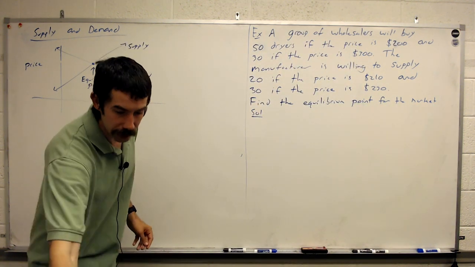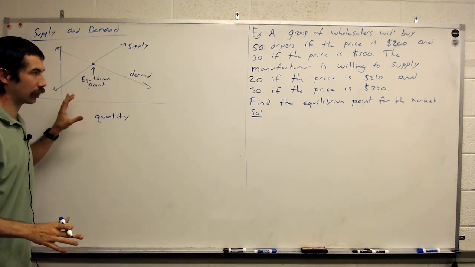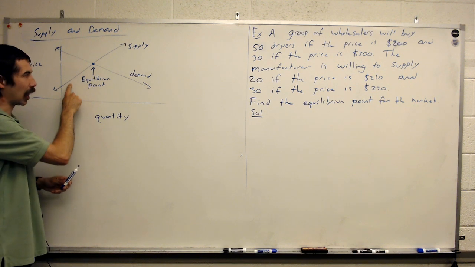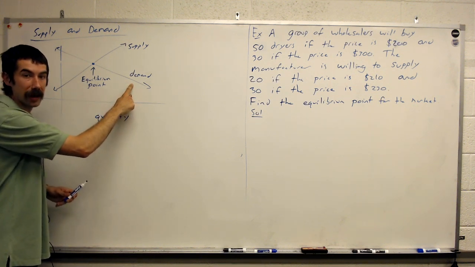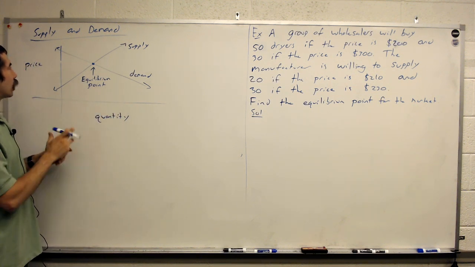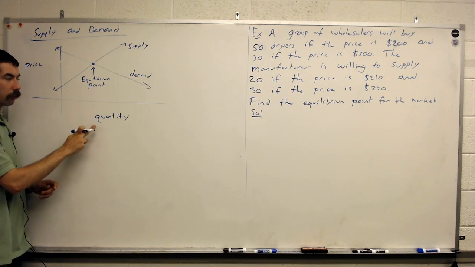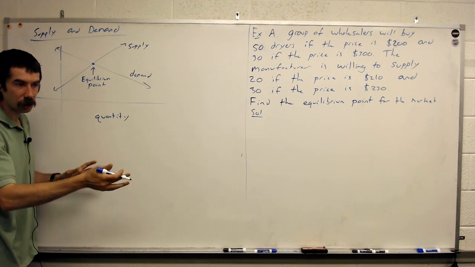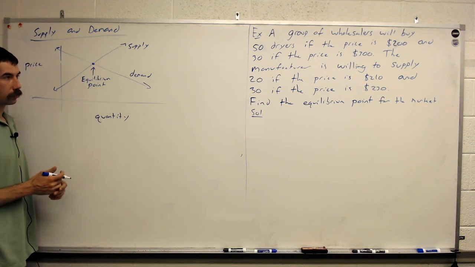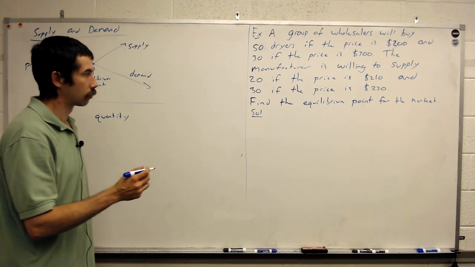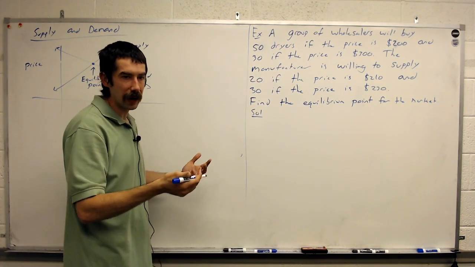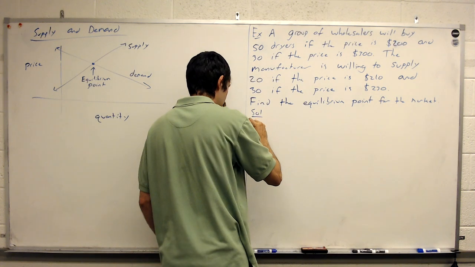Let's take a look at our drawing here. We want to find a function that represents supply. We want to find a function that represents demand. And both of these functions will have price as a function of quantity. So it's going to be like P equals some function of Q. Let's start. A group of wholesalers is willing to buy. So this is our demand side, so we'll start with demand.